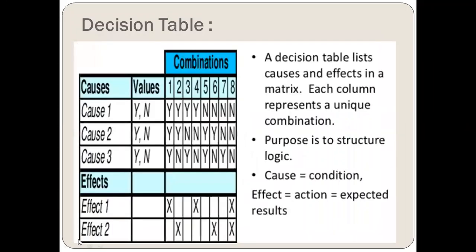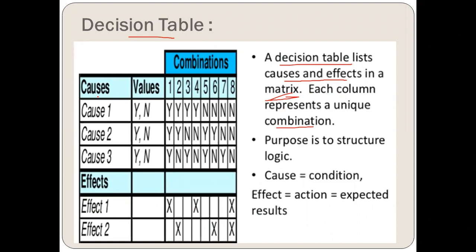So first of all, let's see what decision tables are actually. Decision table, as the name suggests, is a table which is going to help you in taking up the decisions on specific conditions, right? What decisions or what actions need to be taken if a specific condition arises. So a decision table is a list that has causes and effects in a matrix form. Each column represents a unique combination, right? So this is the table. It is in a matrix form.